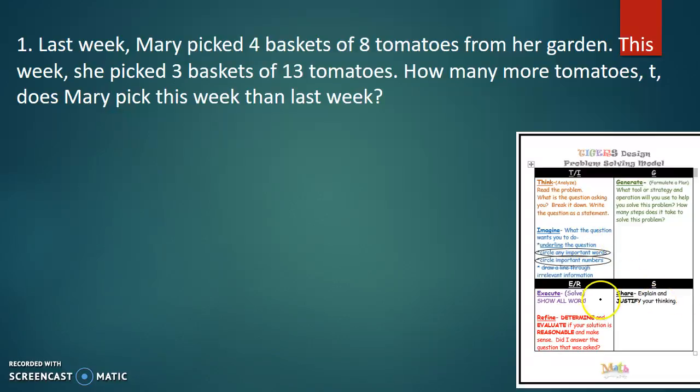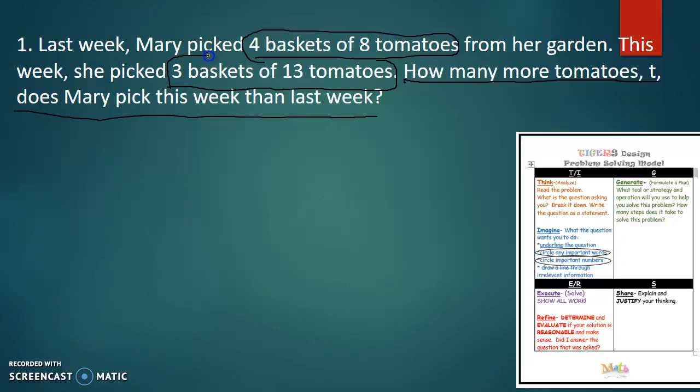So I'm going to show you how to do this without doing a table, but as if it was the STAR test. First I'm going to find my question. My question says, how many more tomatoes, T, does Mary pick this week than last week? So I'm going to restate my question as a statement. I'm going to say Mary picked blank tomatoes this week compared to last week. I'm going to use Mary picked 4 baskets of 8 tomatoes from her garden. Then she picked 3 baskets of 13 tomatoes. So that's my important information.